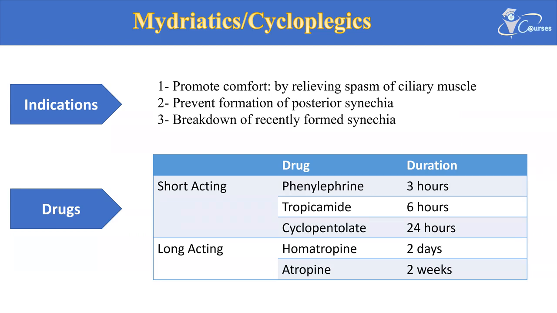What are the drugs that can be used? They can be short-acting or long-acting. The short-acting are phenylephrine, tropicamide, and cyclopentolate. And the long-acting are homatropine and atropine.